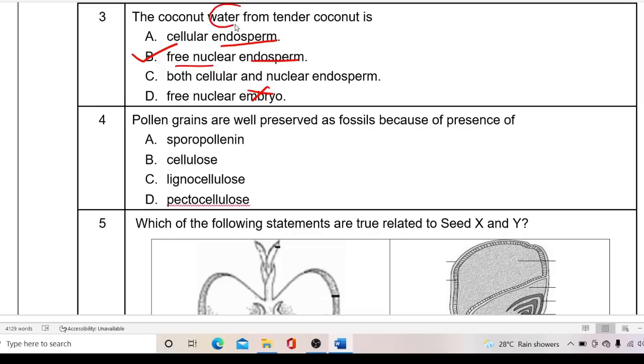Water की बात हो रही है. ठीक है, अगर वो white kernel की बात होती, that would be cellular, but ये water की बात हो रही है, so free nuclear endosperm. एक ही क्वेश्चन से आपको दो टाइप की वेराइटीज भी मिल जाती हैं.